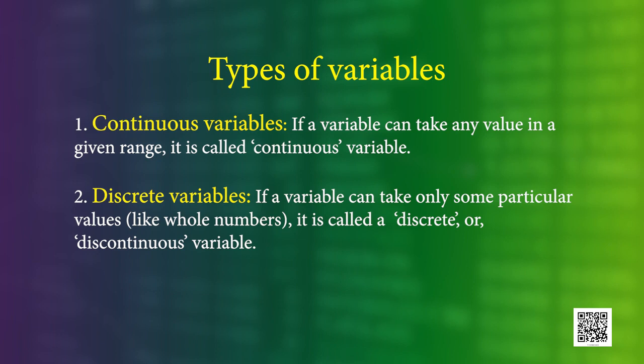There are two types of variables, continuous variables and discrete variables. A variable is called continuous if it can take any value in a given range. It may take integral values, for example, whole numbers like 1, 2, 3, etc., or fractional values like 1/2, 3/4, 7/8, or values like square root of 2 = 1.414, square root of 3 = 1.732, square root of 7 = 2.645, etc., which are not exact fractions.